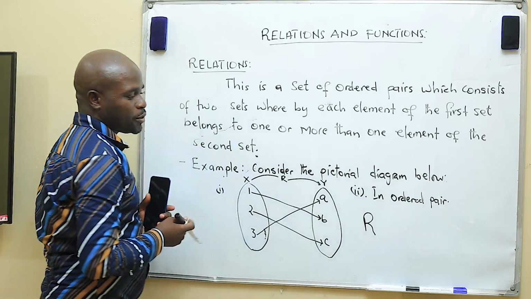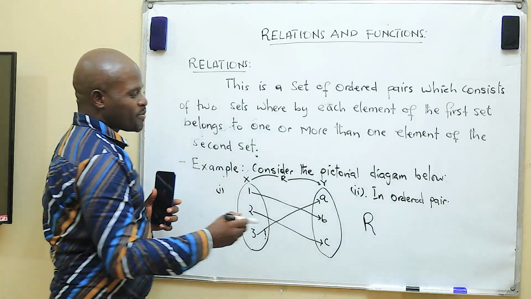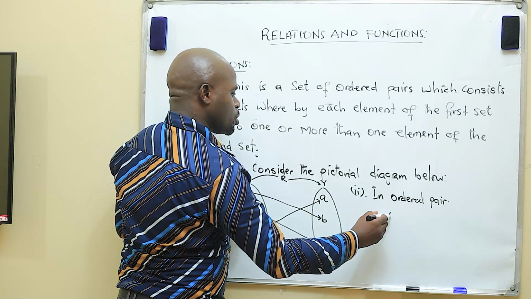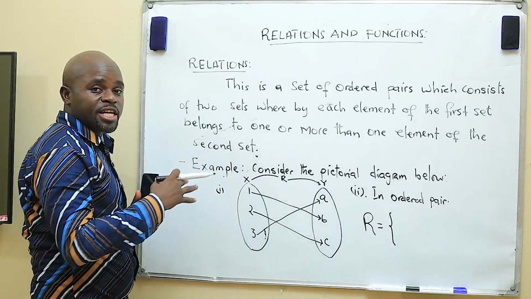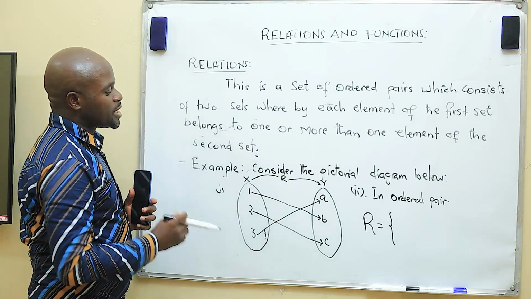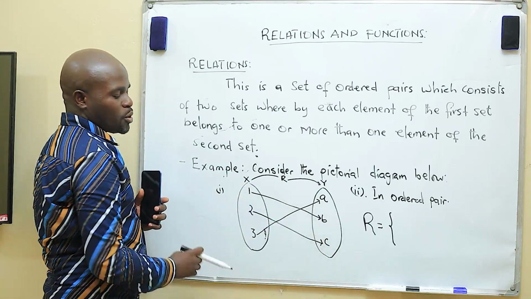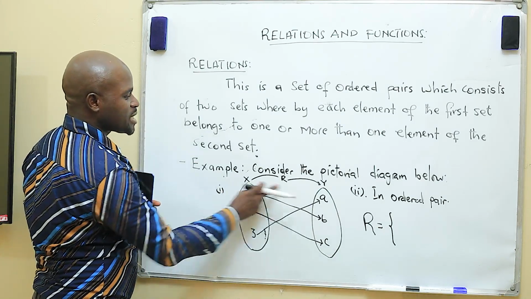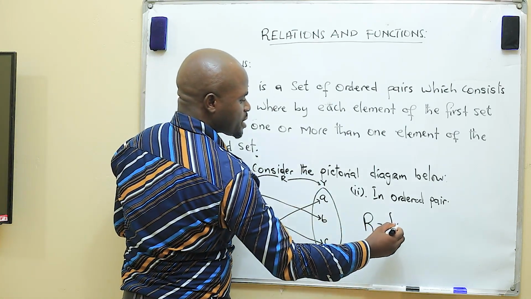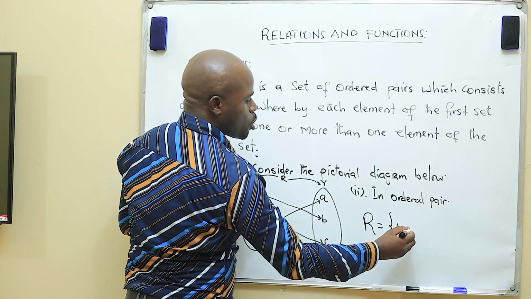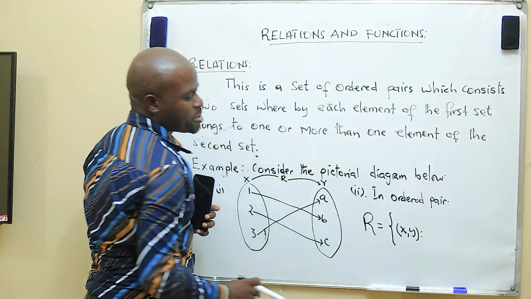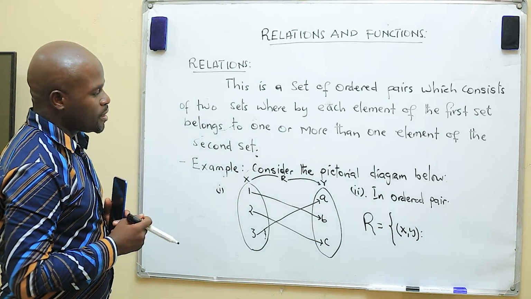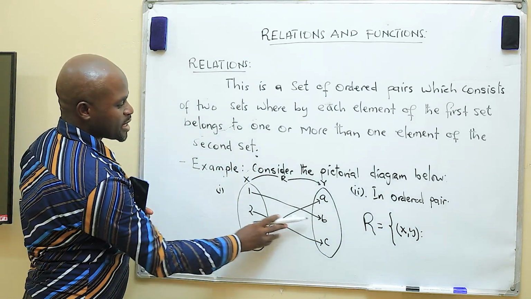Now R stands for relation is equal to, you put these curly brackets. Now it is a relation of which sets? A relation of two sets. What are these two sets? We have set X and Y. So here inside you say a relation of X, Y, such that. So X, Y, it means these are two sets such that number 1 relate with B.